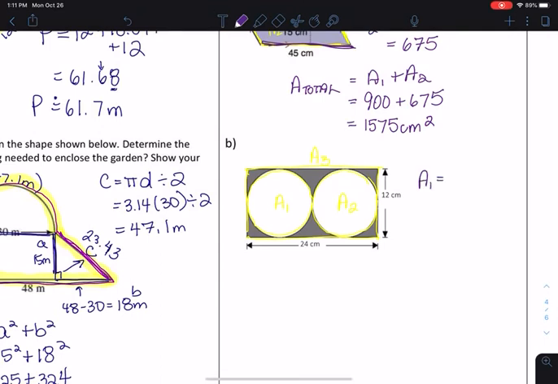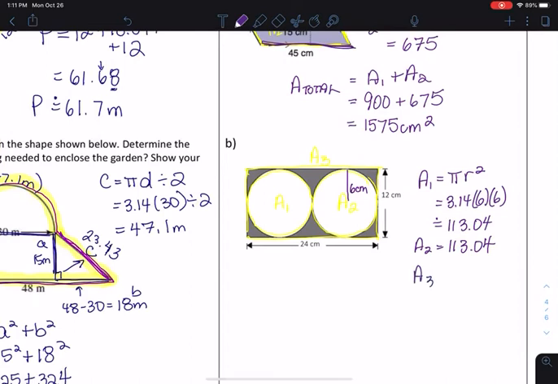So let's start with A1. A1 is going to be pi times r squared. We need the radius. Well, I see on the side that it's 12 centimeters from one side to the other. So half of 12 centimeters will give me the radius, which is 6 centimeters. And that's the same for both of them. So that's 3.14 times 6 squared, or times 6 times 6, if you want to type it in separately. Don't forget to press equals, is 113.04. That's area 1. Area 2 is the same, so I'll just write that down so I don't forget it.